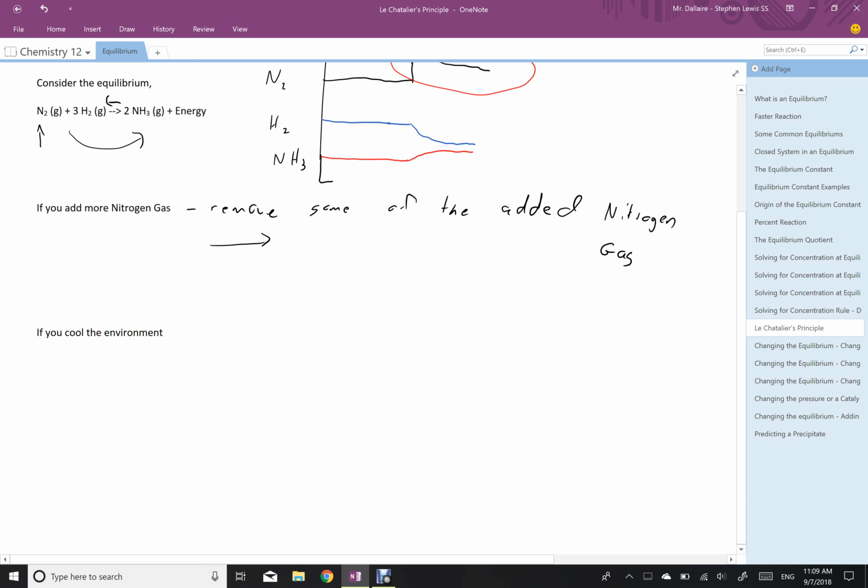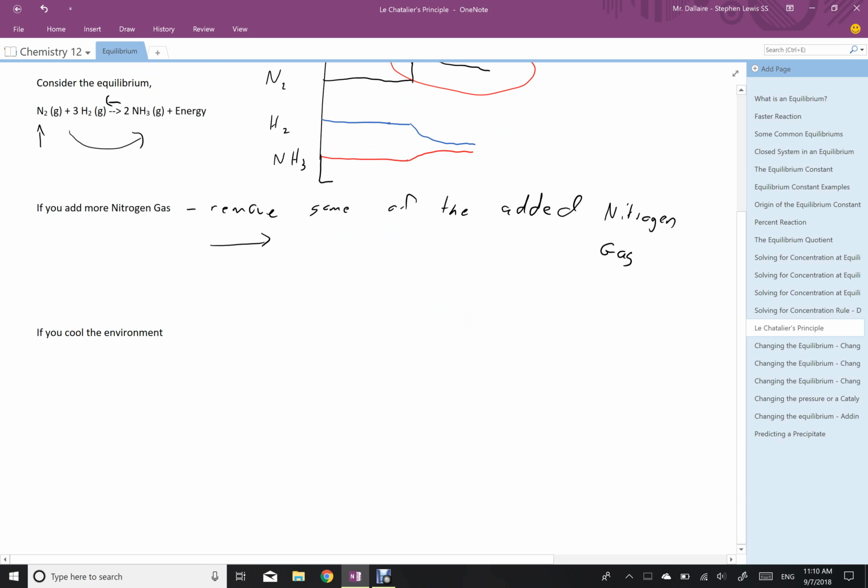Another example is if I cooled the environment. So again, imagine I have nitrogen, hydrogen, and ammonia, and they're in this equilibrium situation. The amount of ammonia being produced and the amount of ammonia being used up has become equal. And then all of a sudden I make it colder. LeChatelier's principle says the equilibrium will respond in a way that tries to fight the change. So if I'm going to make it colder, the reaction is going to try and shift so that it's going to make it hotter again.